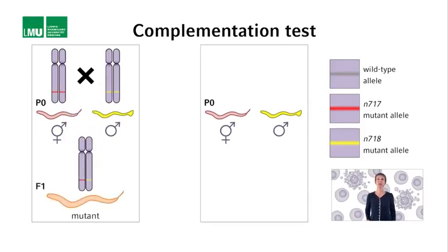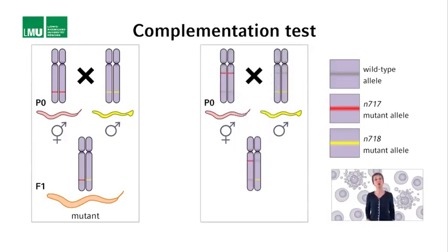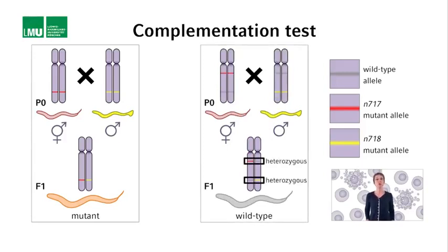If N717 and N718 are mutations in the same gene, the F1 progeny will still be homozygous mutant for that locus, and therefore exhibit the mutant phenotype, in our case, the Z phenotype. However, if N717 and N718 are mutations in two different genes, the F1 progeny will be heterozygous for both loci because the parents were homozygous mutant for only one of the two loci and therefore contributed the wild-type allele for the second locus. The F1 progeny will therefore not exhibit a mutant phenotype.